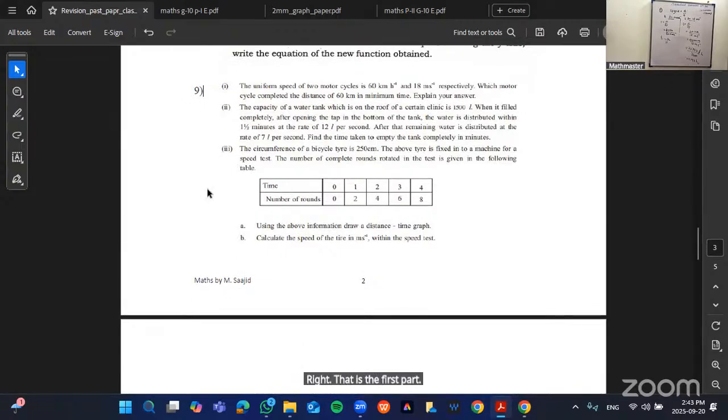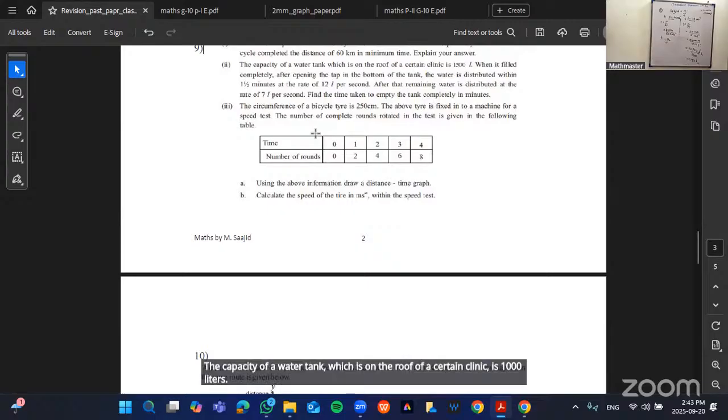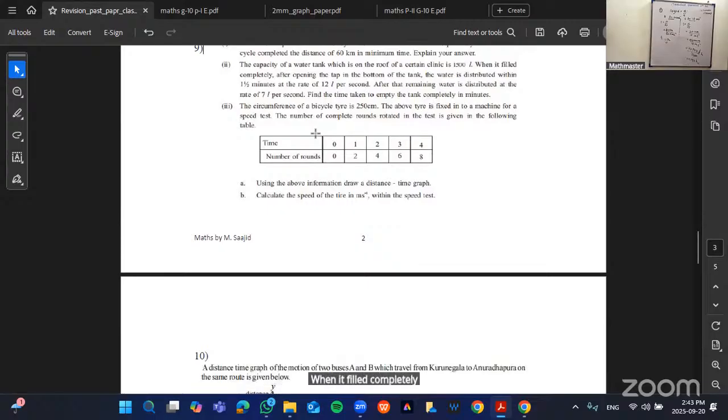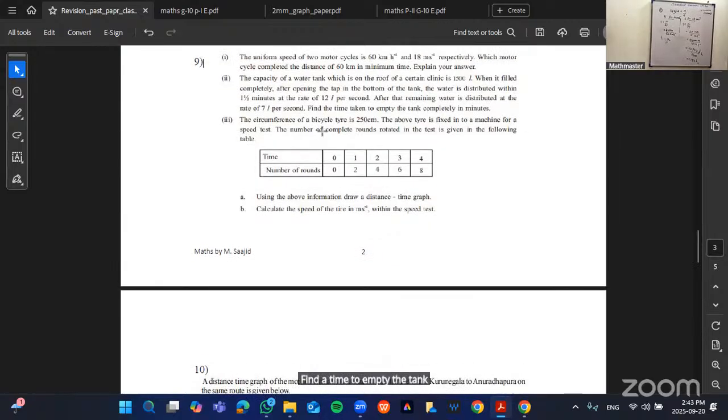Then the Roman number 2. The capacity of a water tank which is on the roof of a certain clinic is 1,500 liters. When it is filled completely, after opening the tap at the bottom of the tank, the water is distributed within 1.5 minutes at the rate of 12 liters per second. After that, the remaining water is distributed at the rate of 7 liters per second. Find the time to empty the tank completely in minutes.